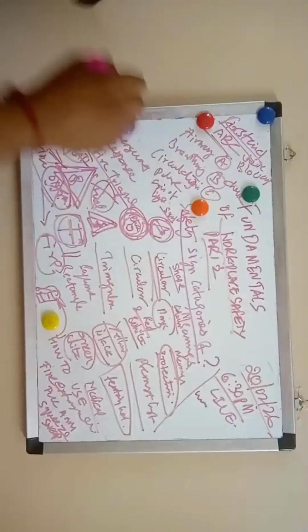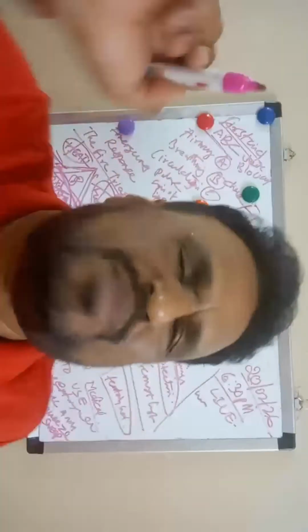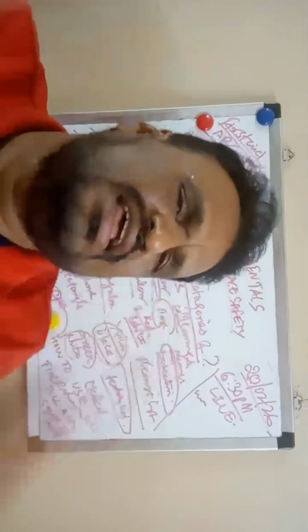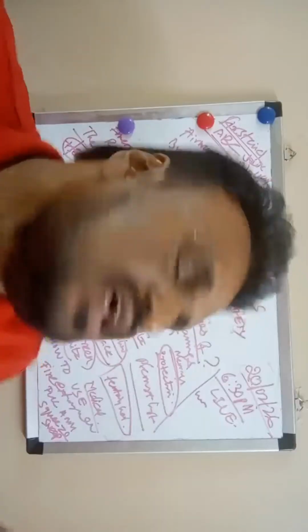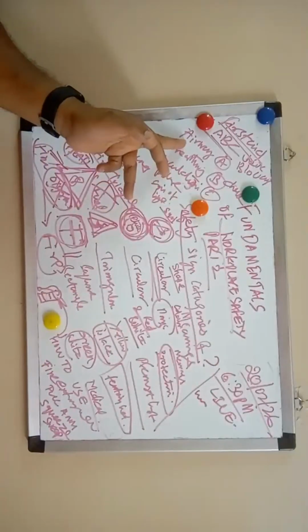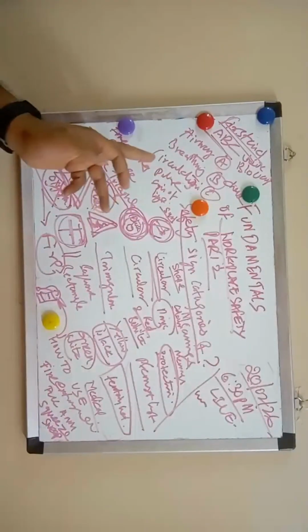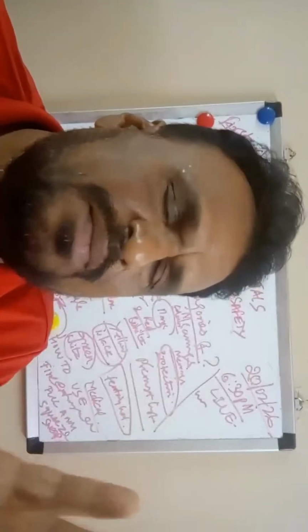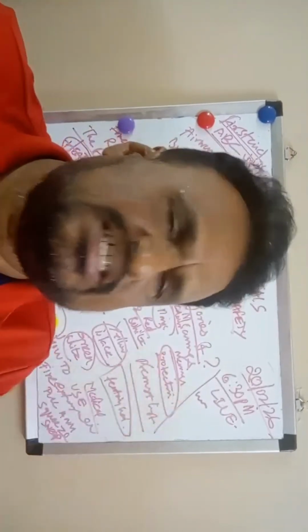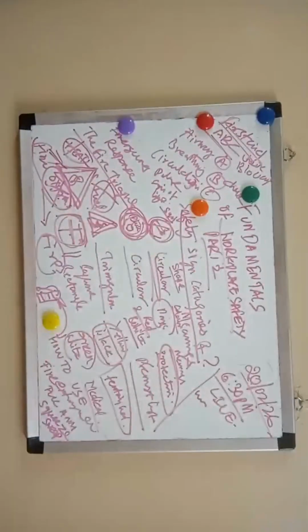What is A, B, C in first aid? A, B, C is very, very important for safety professionals. That is airway, breathing, circulation. A means airway, B means breathing, C means circulation. You must know it.